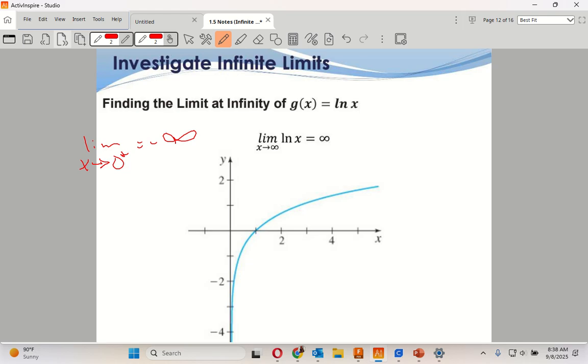And as it goes to the right, this is slowly creeping up here. Even though it is tiny increments going up, it's still going up. It's still increasing. So even at infinity, it's eventually going to end up at positive infinity.